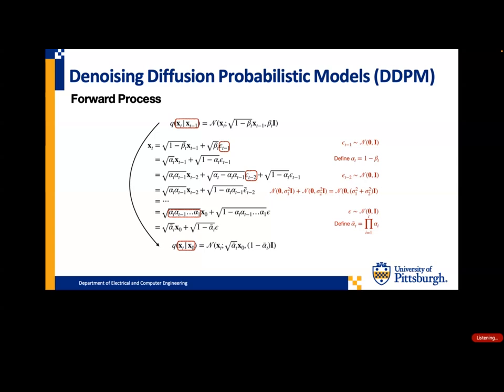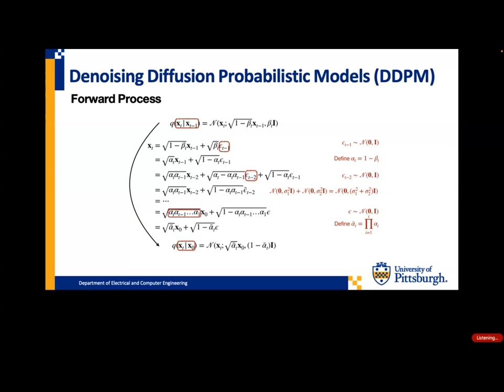If you keep expanding this, let's define alpha t equals 1 minus beta t. If you look at the equation, it's easy to understand: beta essentially controls how much noise I'm adding, like how big a step I should take. So now the equation becomes square root of alpha t times this, plus this.